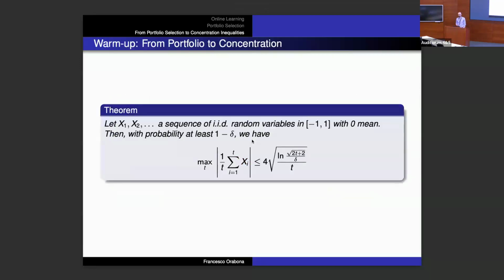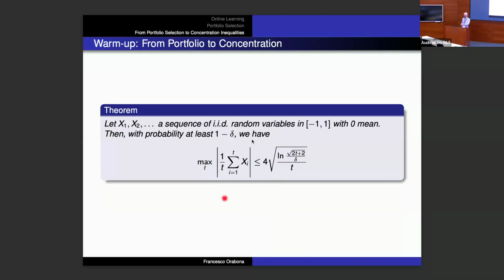And this is easy. This is so easy that I'll show you in a couple of slides how to prove it. So as a warm-up, let's show a very simple concentration inequality. Let's say that x1, x2, ..., xt are a sequence of i.i.d. random variables in [-1, 1], with 0 mean. Okay, so here the mean is known. And I want to show that with probability at least 1 minus delta, the maximum over time of the absolute value of the average is less than roughly 1 over square root of t.